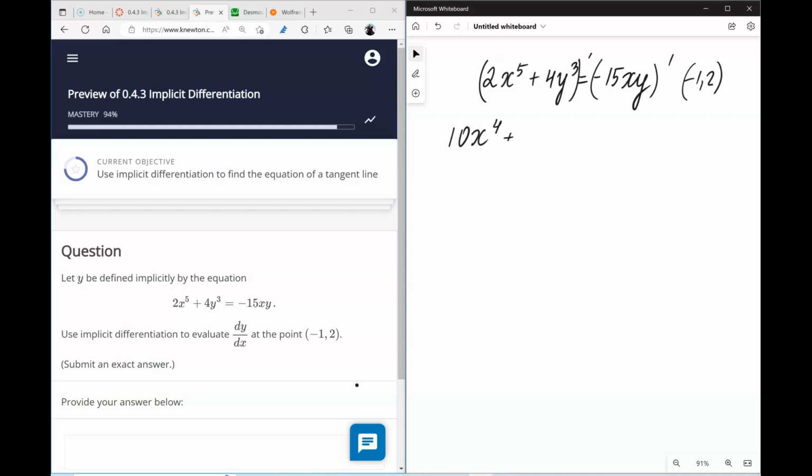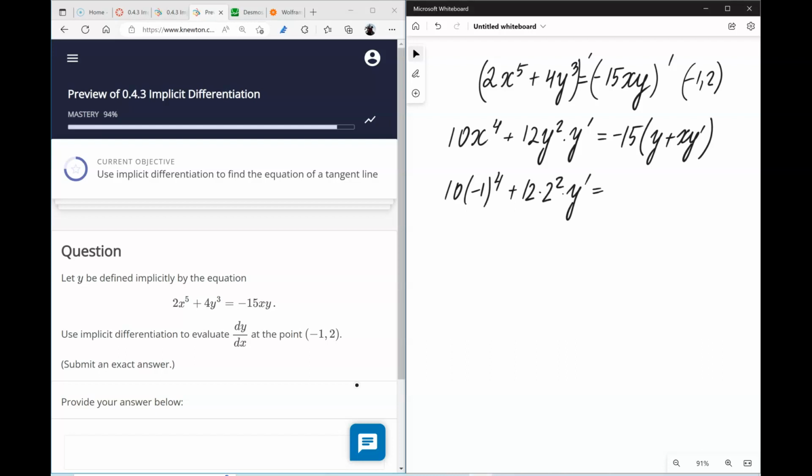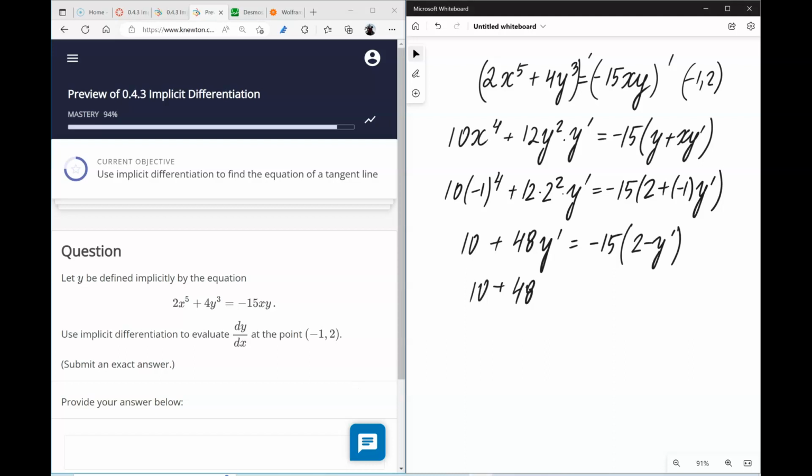Again, 10x to the 4 plus 12y squared y prime equals negative 15y plus xy prime. And we're going to just plug in negative 1 for x and 2 for y. And we got 10 plus 48y prime is equal to negative 15 times 2 minus y prime. So, oh boy, need to distribute, need to collect all the y primes on the left, 33y prime. Let's collect everything else on the right. So y prime is equal to negative 40 over 33.